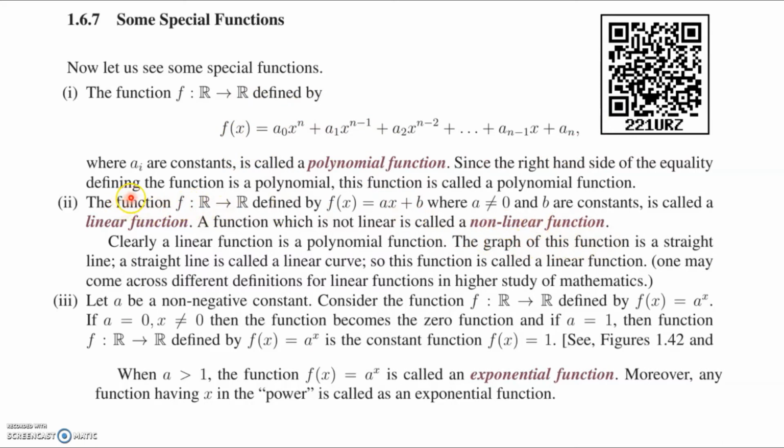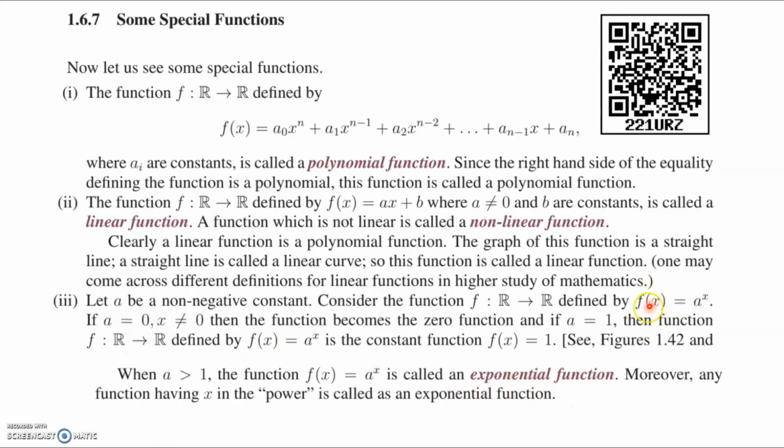So let's see the definition of that. The function f defined by f of x is equal to ax plus b, where a is not equal to 0 and b are constants, is called a linear function. A function which is not linear is called a non-linear function. Then let's go to what is an exponential function.